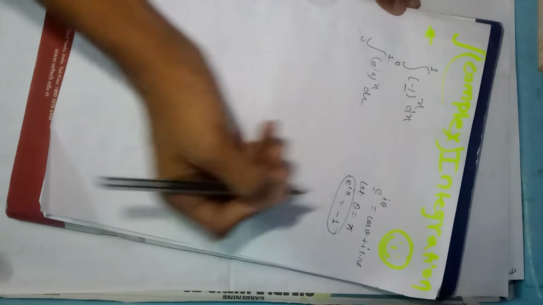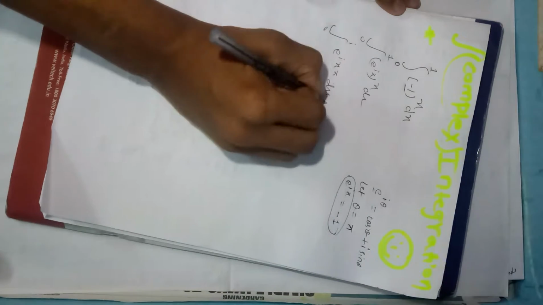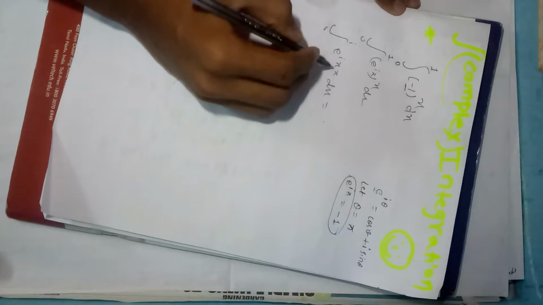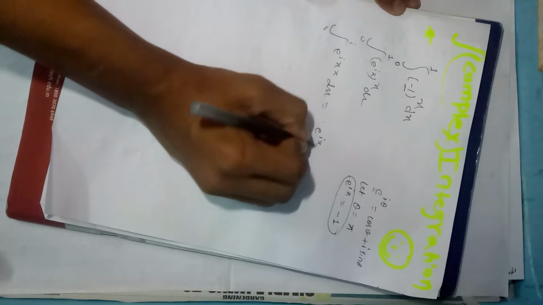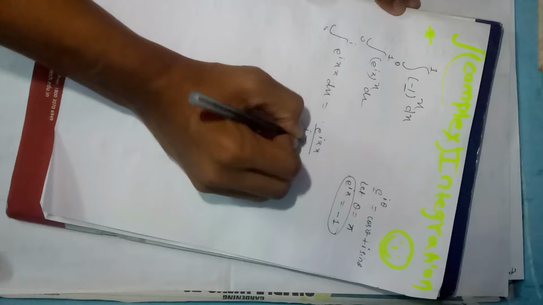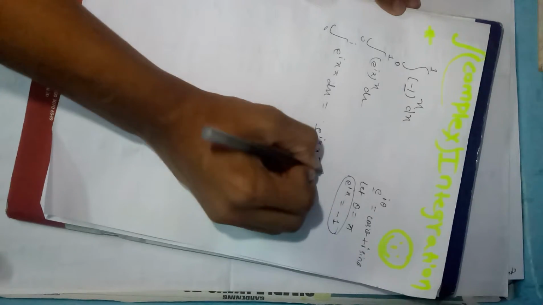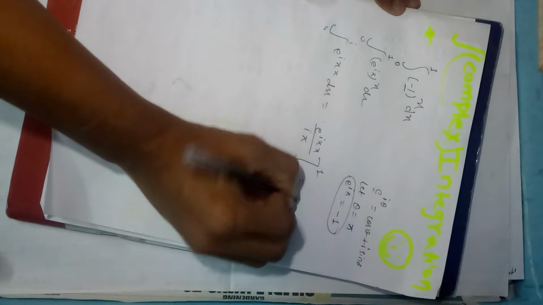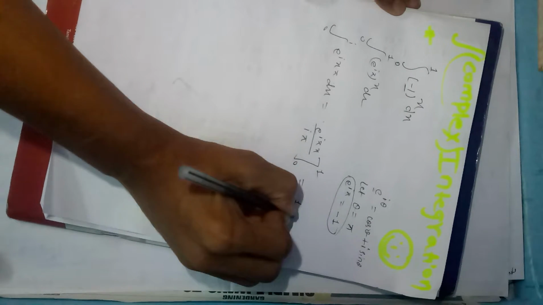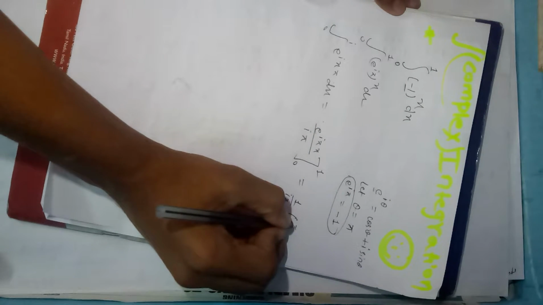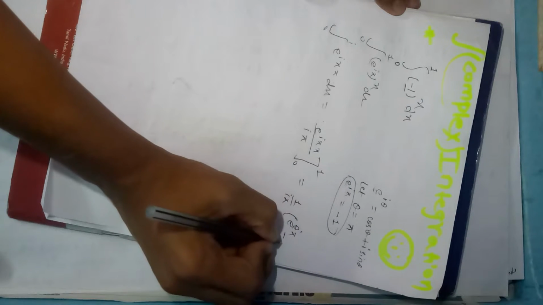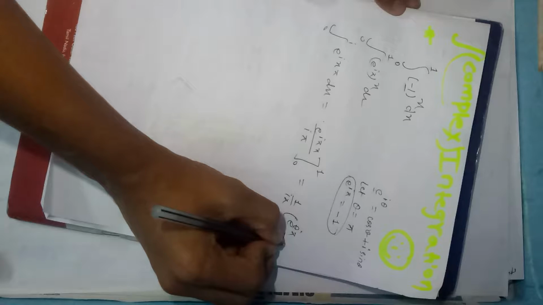dx. So it becomes e^(iπx) dx. The integration of e^(iπx) is very simple: e^(iπx) divided by iπ, with limits 0 to 1. Simply putting the limit, after putting it, it becomes e^(iπ) minus e^0, which is 1.